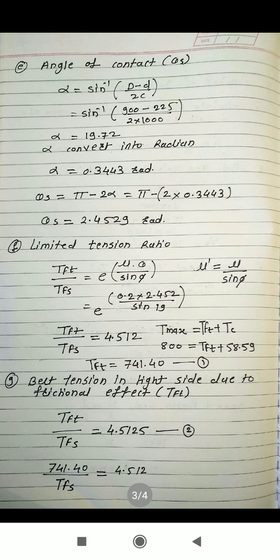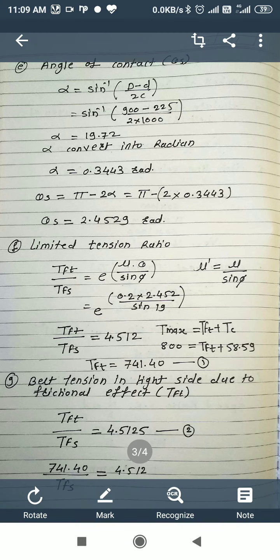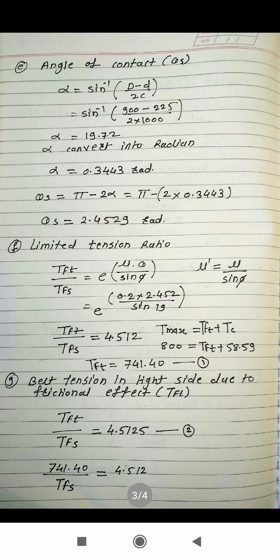The next, calculate the angle of contact. The formula of alpha is equal to sine inverse of capital D minus small d divided by 2c. All the values are known. Capital D is already calculated as 900, small d is known, and center distance is also known. Calculate the value of alpha, equal to 19.72 degrees. The alpha is converted into radian, the radian value is 0.3443. After that calculate the small theta value, means theta is equal to pi minus 2 alpha. Put all values and calculate the theta value. Theta s is equal to 2.4529 radian.